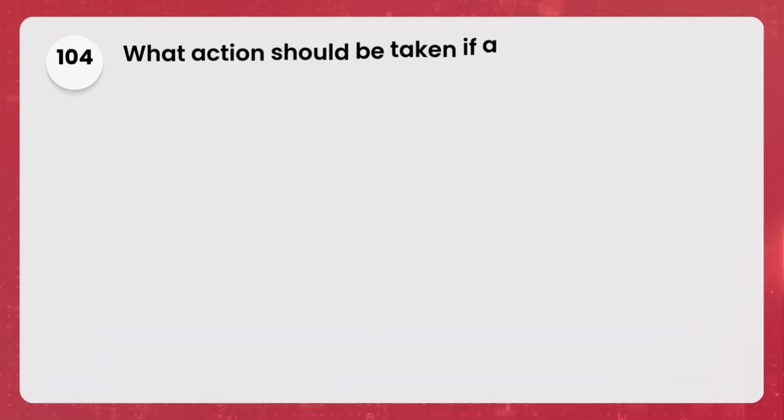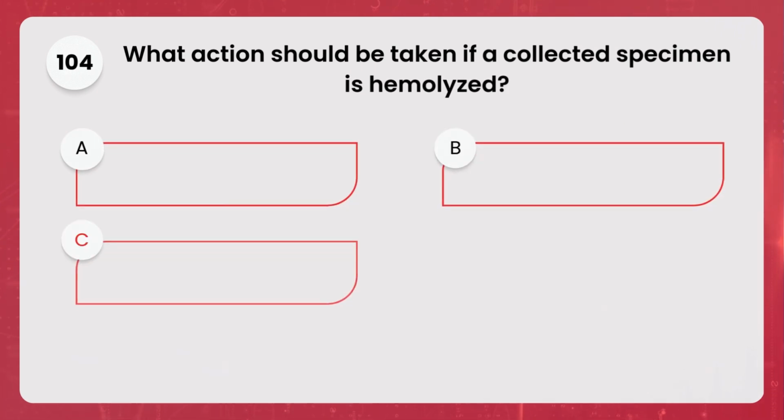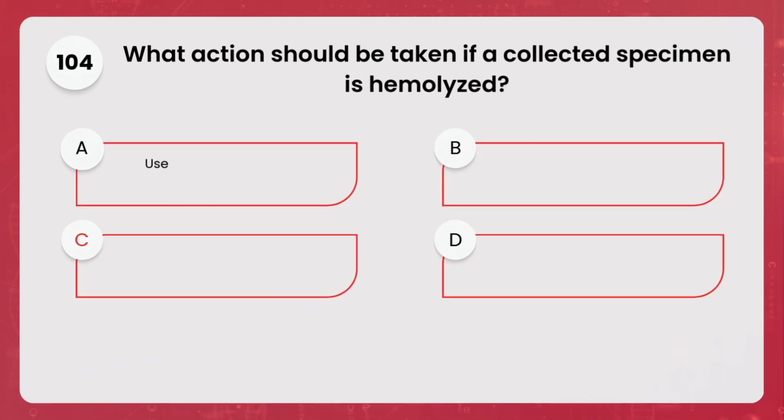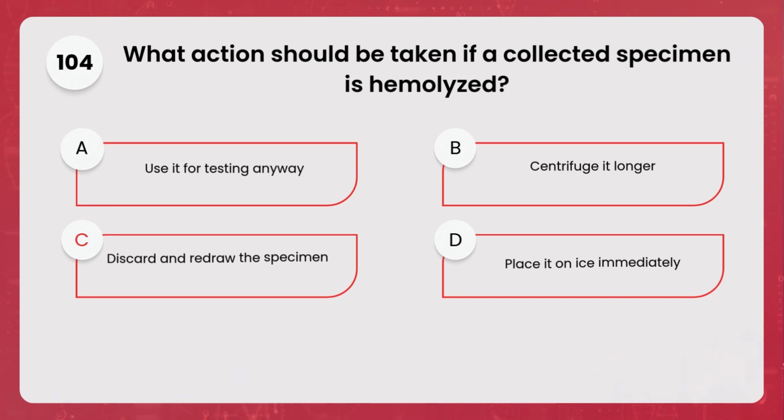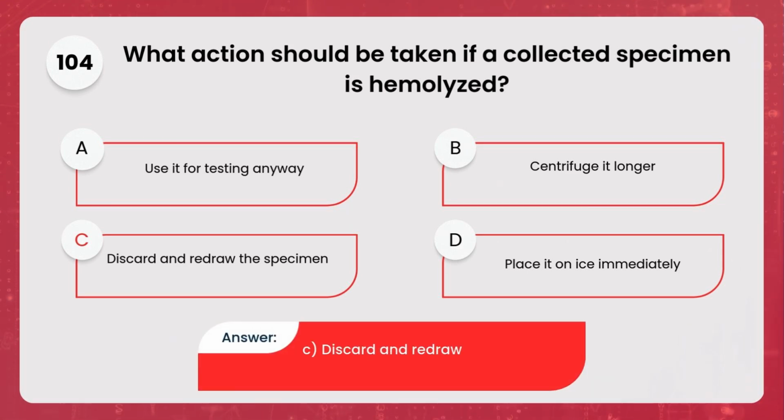Number 104. What action should be taken if a collected blood specimen is hemolyzed? A. Use it for testing anyway. B. Centrifuge it longer. C. Discard and redraw the specimen. Or D. Place it on ice immediately? The answer is C. Discard and redraw the specimen.